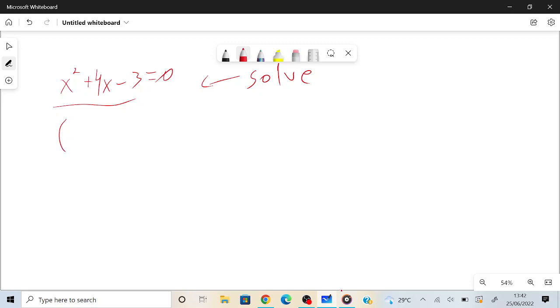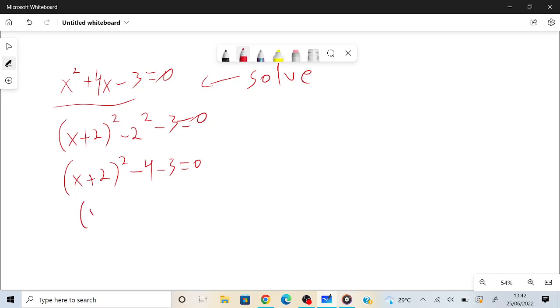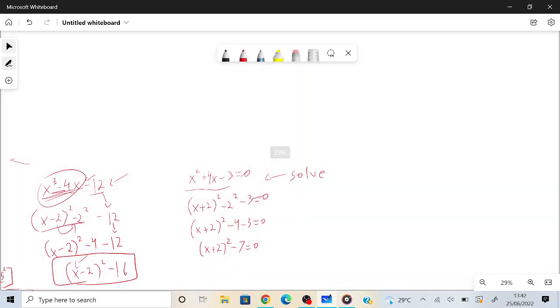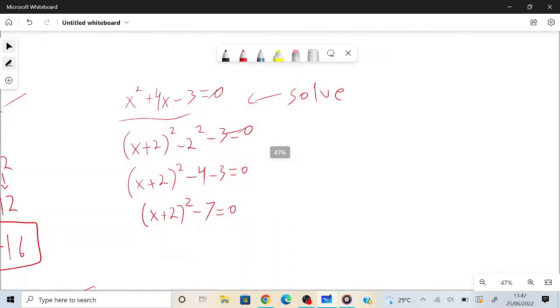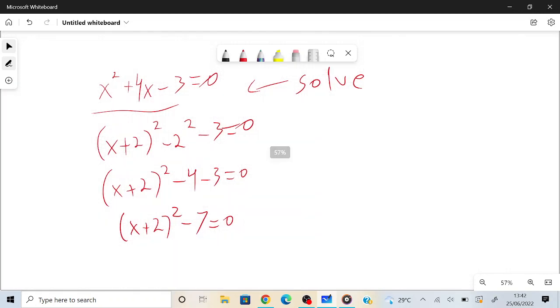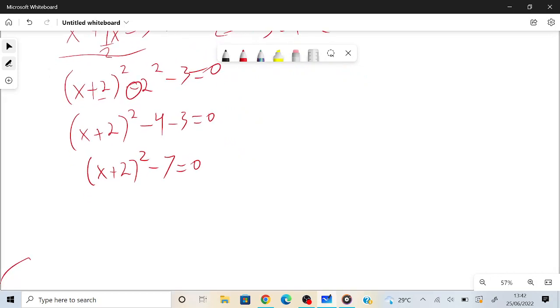We know that when we complete the square, we have x plus 2 squared minus 2 squared minus 3. This simply becomes x plus 2 squared minus 4 minus 3 equals 0. This is x plus 2 squared minus 7 equals 0. Why plus 2? Because you divide 4 by 2, you get 2 over here. So yep, 2 squared and minus 3, you get minus 7.